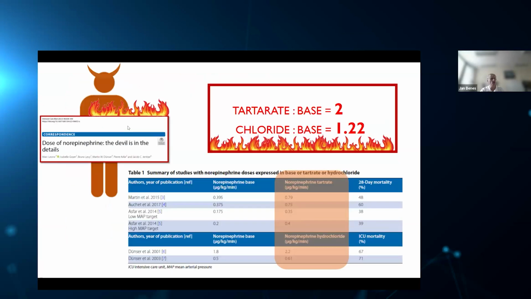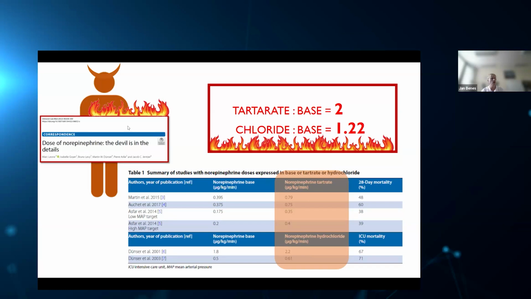So first of all, you know that there was a discussion on the dose of norepinephrine, whether to use 0.2 or 0.5 as the level for resistance. And we know today we should discuss this in norepinephrine base equivalence. I don't know how it is in Hungary; in the Czech Republic, we are having tartrate.